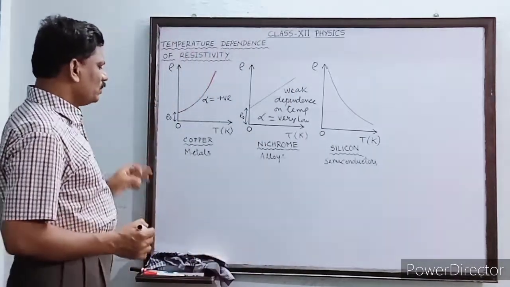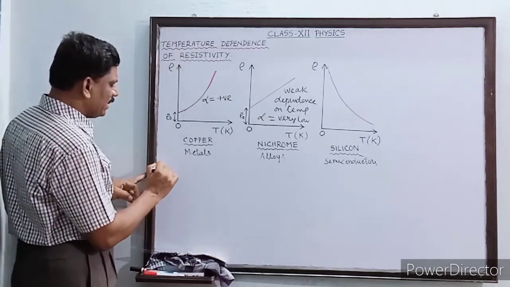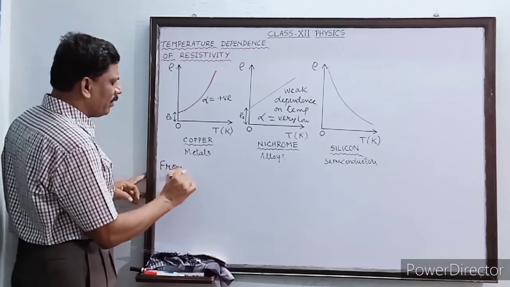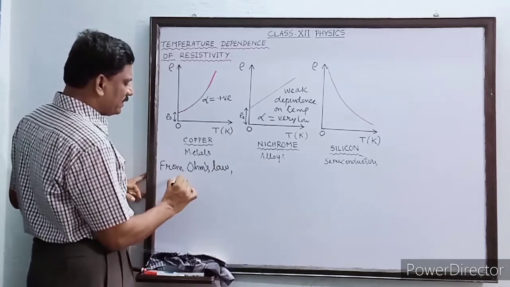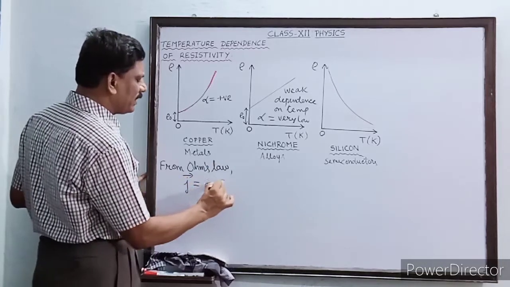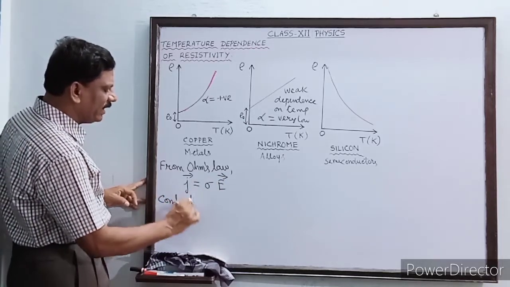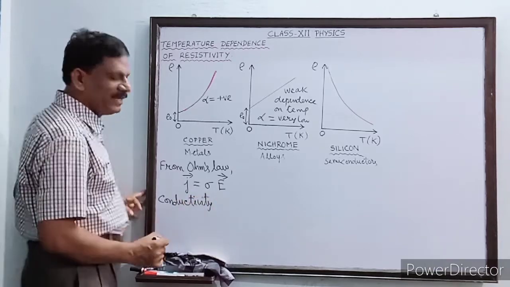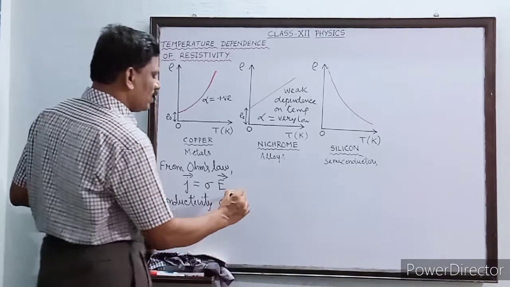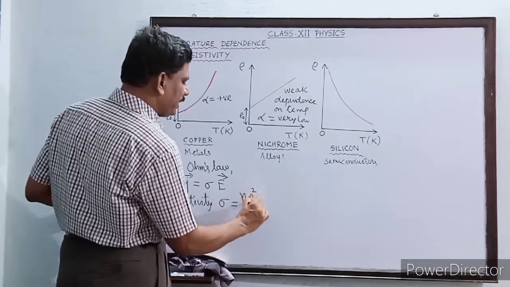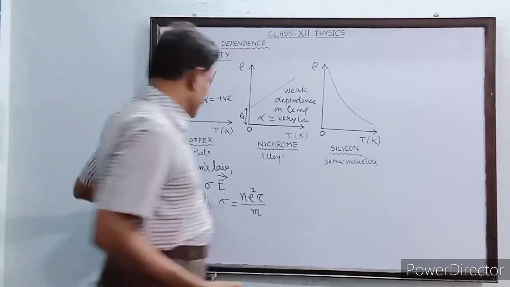For that, remember the microscopic form of Ohm's law. From the microscopic form of Ohm's law, we have studied that J vector is equal to sigma times E vector, where sigma is called the conductivity. Can you remember? We have studied it earlier. So the conductivity sigma is equal to n e squared tau divided by m. Understand? This is m.